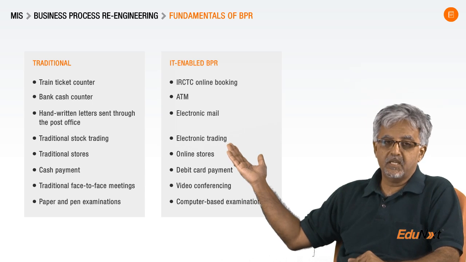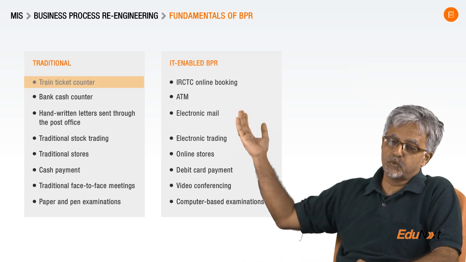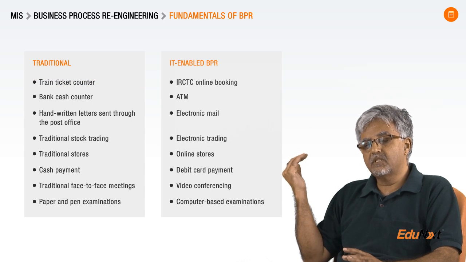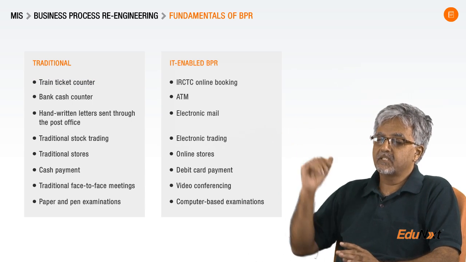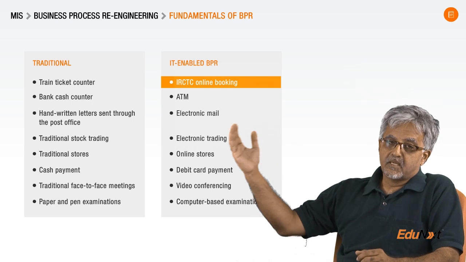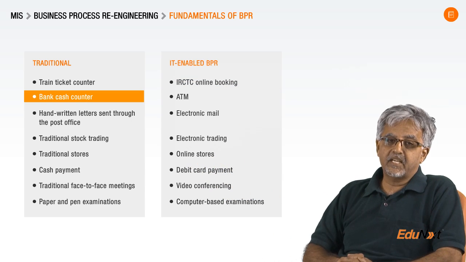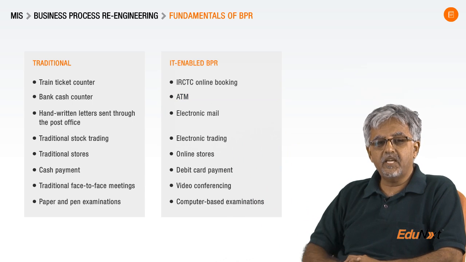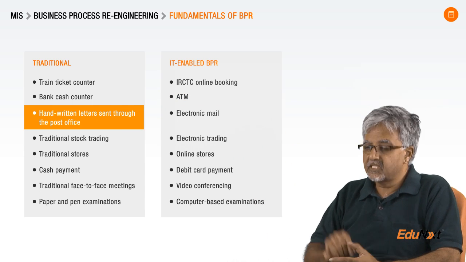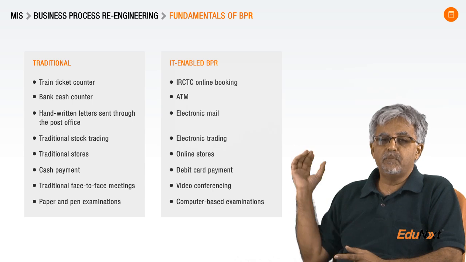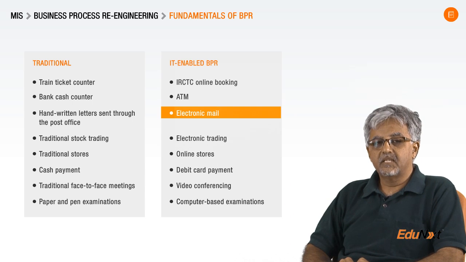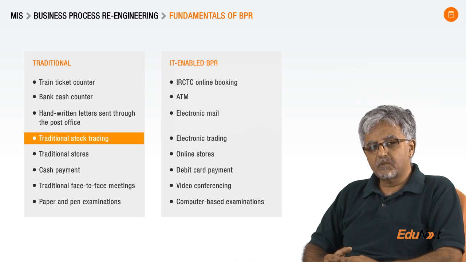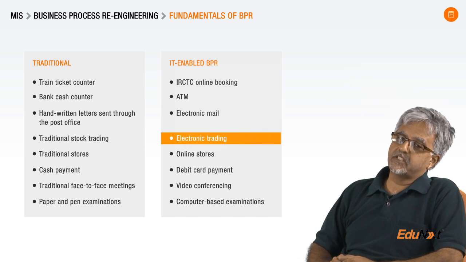The traditional way, you go to buy a ticket, you go to a train ticket counter at the station. IT enabled, using business process reengineering, you buy it and book it online. Traditional way, bank cash counter. BPR way, ATM. Traditional way, handwritten letters sent through the post office. BPR way, email. Traditional stock trading at the stock market. Today we have electronic trading on your computer.